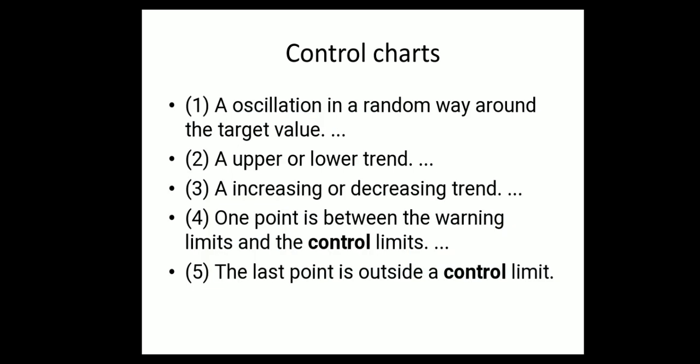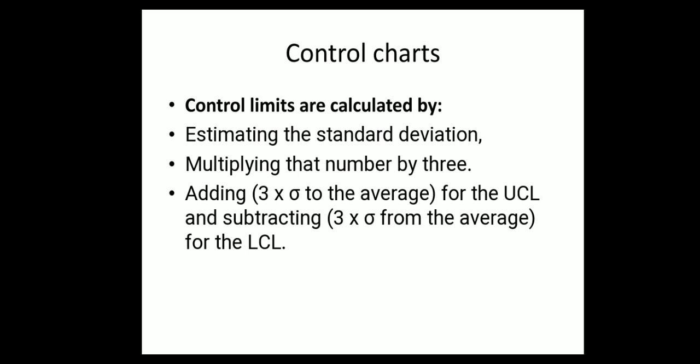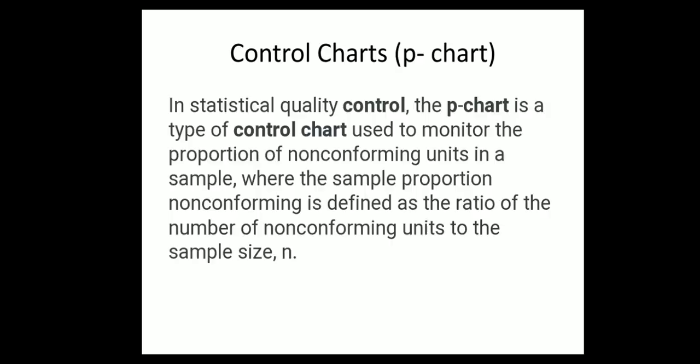Signs to watch for: an oscillation in a random way around the target value, an upper or lower trend, an increasing or decreasing trend, one point between the warning limits and the control limits, or the last point outside a control limit. Control limits are calculated by estimating the standard deviation, multiplying that number by 3, adding 3 sigma to the average for the upper control limit, and subtracting 3 sigma from the average for the lower control limit.